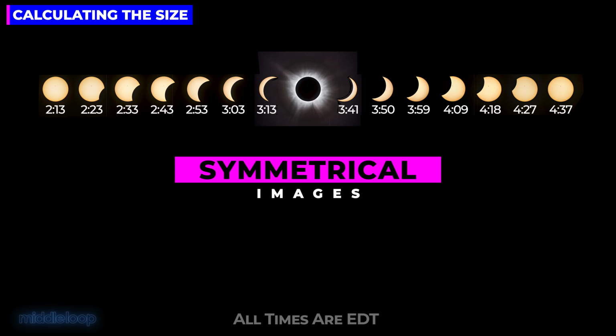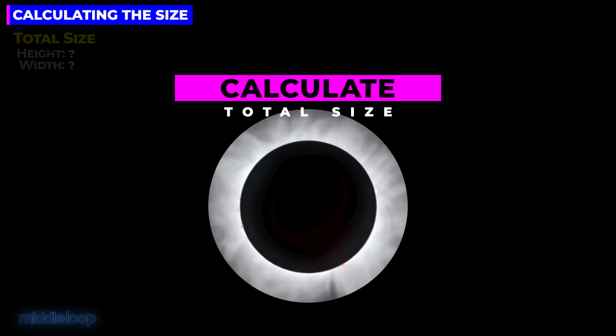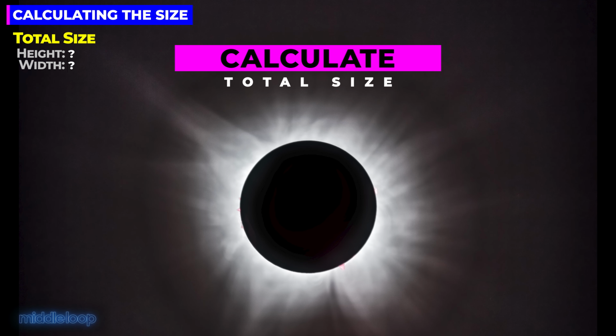Now that we've set aside our photos, let's calculate the total size of the compilation. For this, we'll be using the totality photo as a reference. The height of the compilation is easy. We'll simply use the height of this image, which in our case is 5006 pixels.